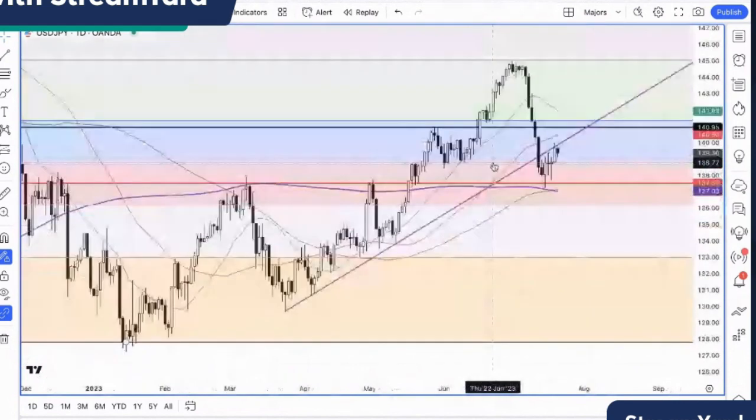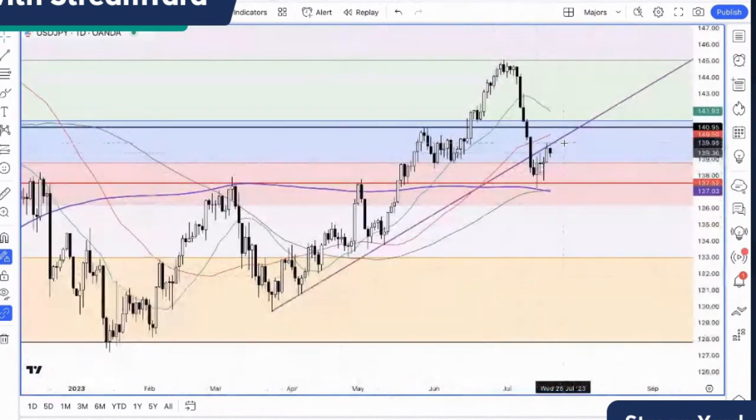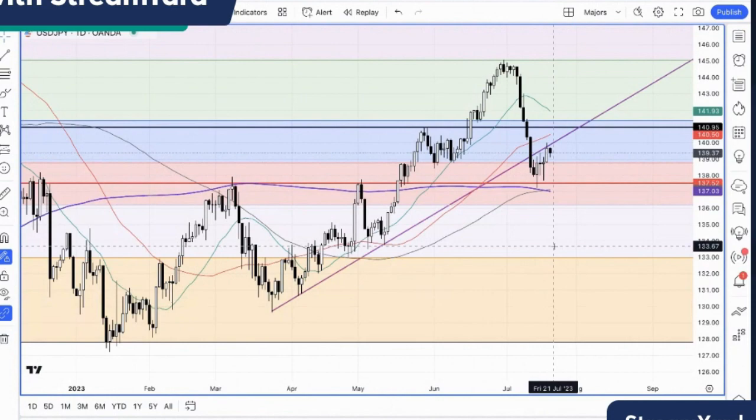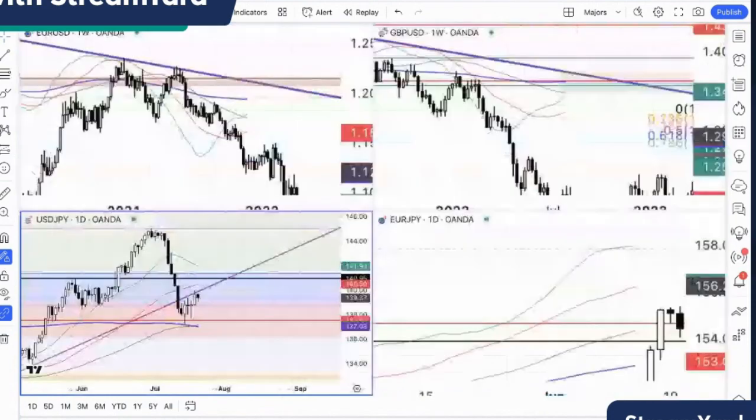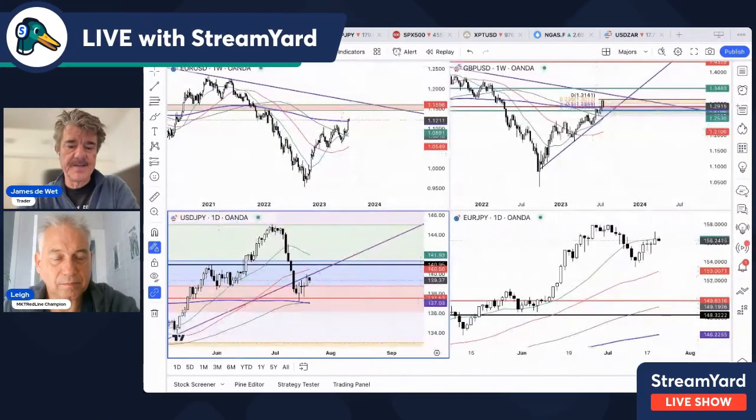Look how we've come up to the underside of this quite long-term trend line. This is a day chart. We've just tagged it from underneath after a massive collapse over the last couple of weeks, and it's setting up for a beautiful continuation lower. I think we're going to see 128 to 130 on the dollar yen in coming weeks and months, towards the end of this year. So that's what I think on those pairs.